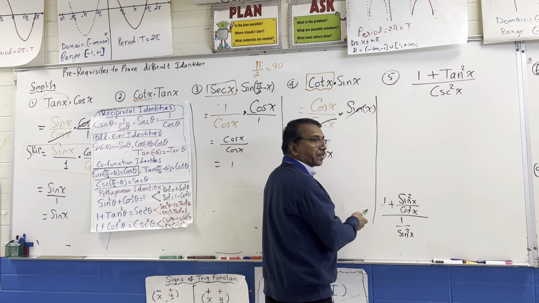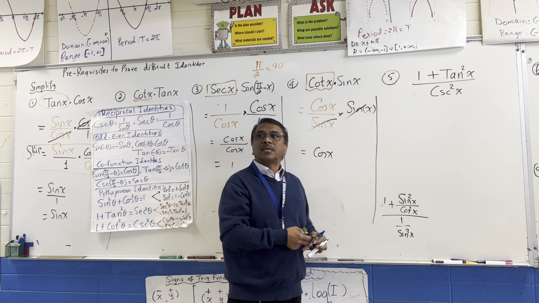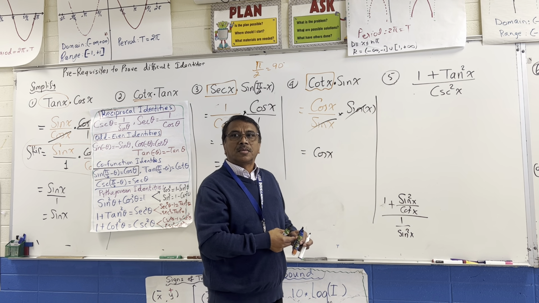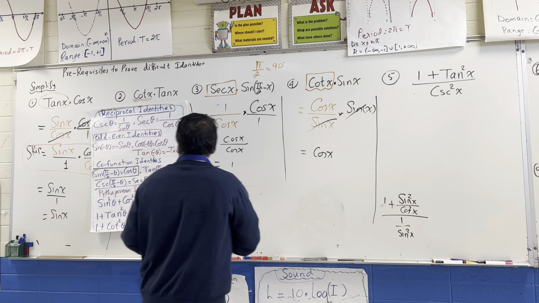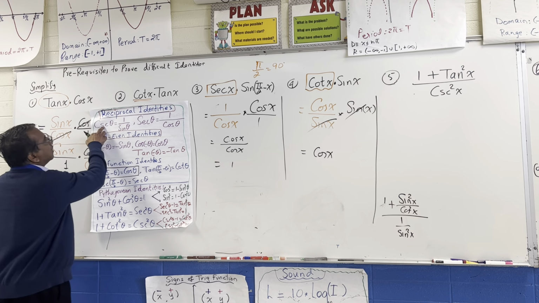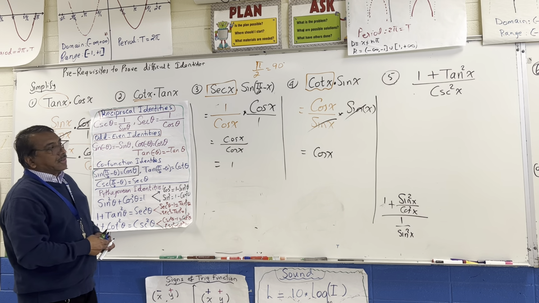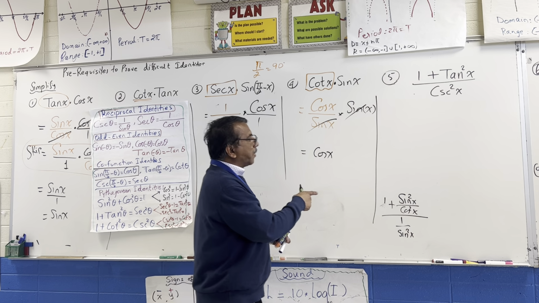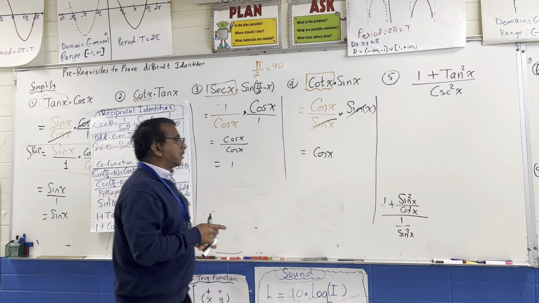Cosecant is the reciprocal identity. Cosecant is 1 over sine. I was looking at the bottom. Yeah, but the thing is, we can do this. I'm not saying you can't do this, but I want you to think of the other trigonometric identity.